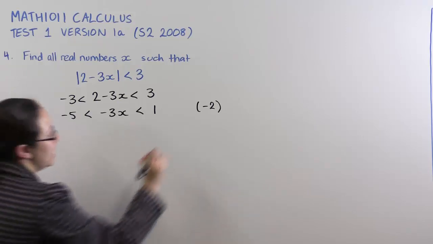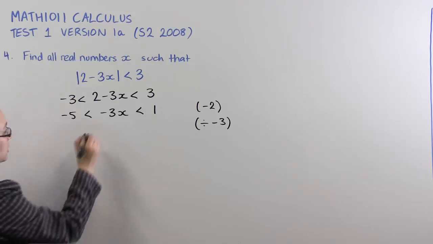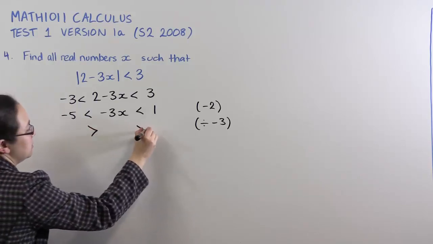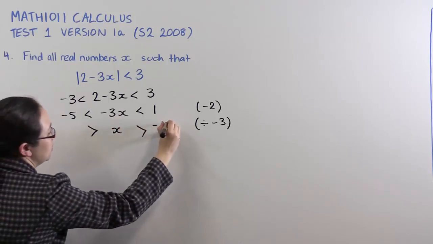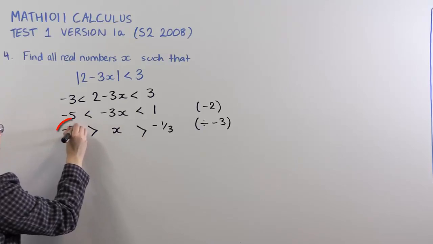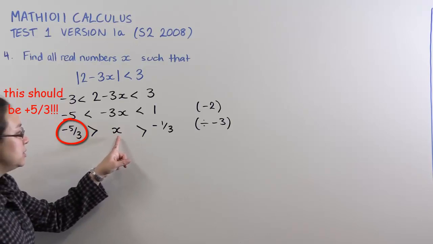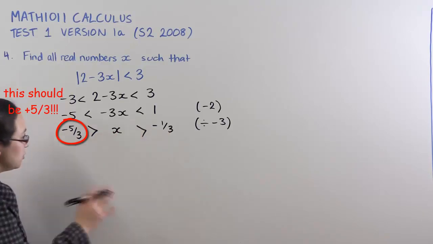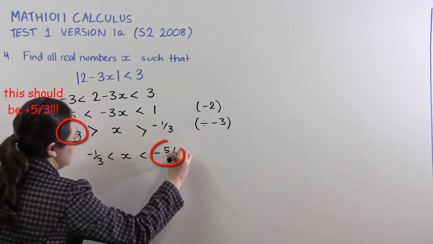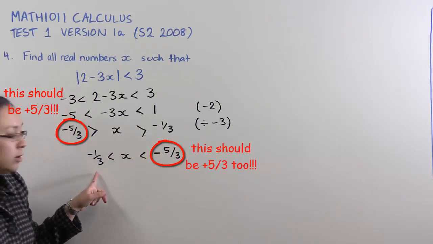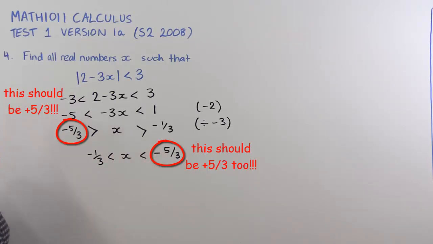And now if we divide by minus 3, we just have to be a little bit careful, because when we divide by a negative, we have to flip those signs. So when we divide by minus 3, we'll get minus 1/3 here, and minus 5/3 here. So this reads minus 5/3 is greater than x, which is greater than minus 1/3. That's written a funny way around, because minus 5/3 is to the left of minus 1/3 on the number line. So we'd normally write it the other way around, but that doesn't matter.